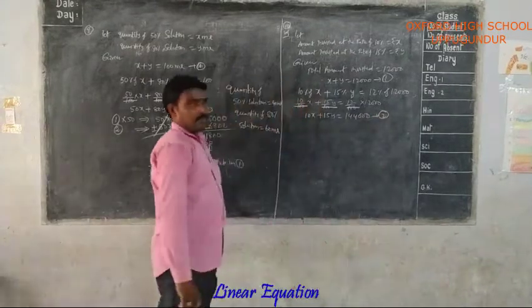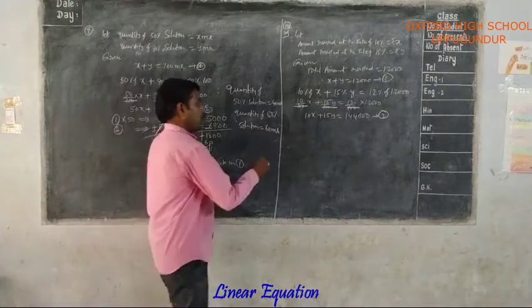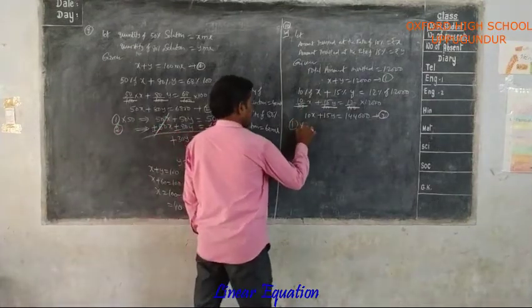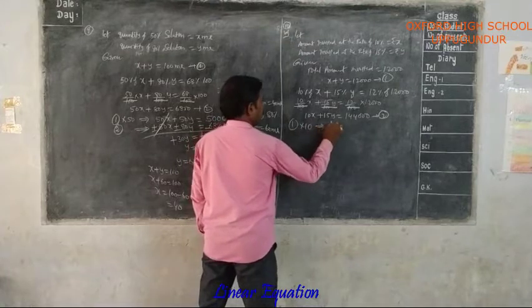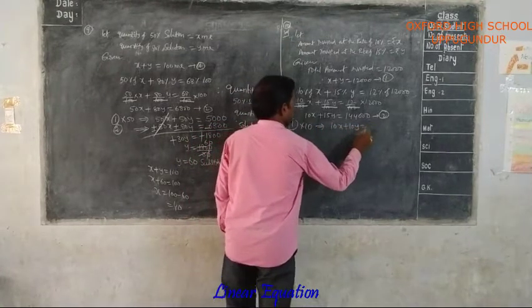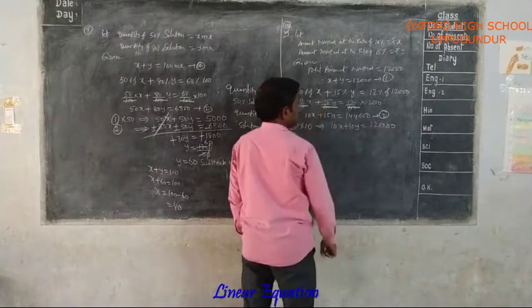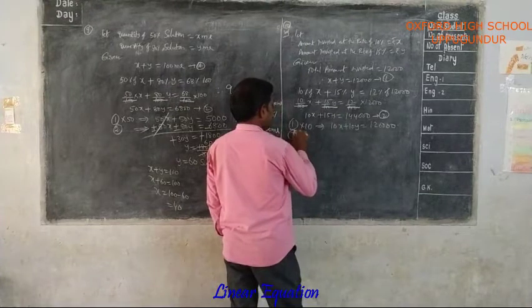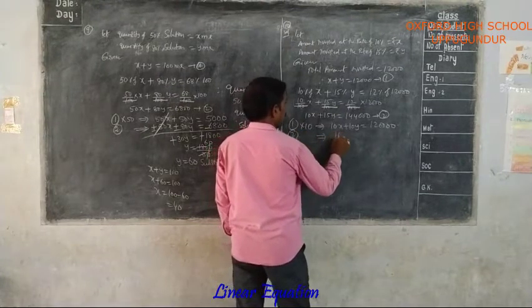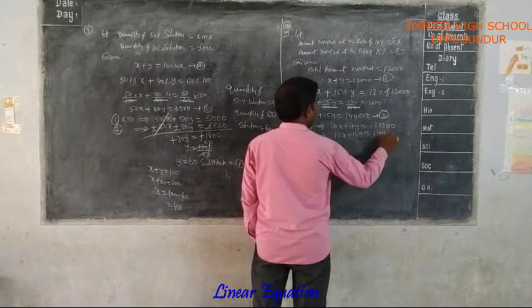So to make x variable coefficients the same, I am multiplying first equation with 10. 1 into 10 implies 10x plus 10y equal to 10 into 12,000, 1,20,000. Second equation I am writing as it is. 10x plus 15y equal to 1,44,000.